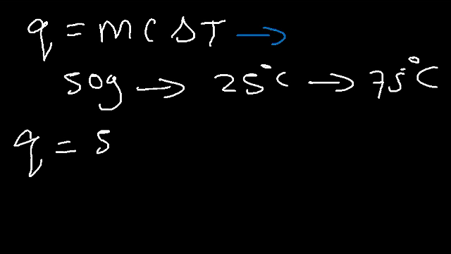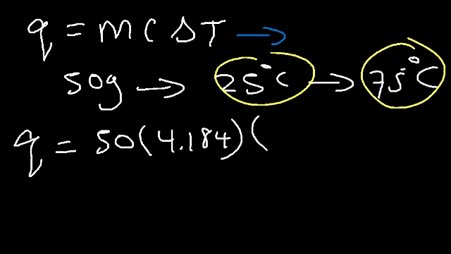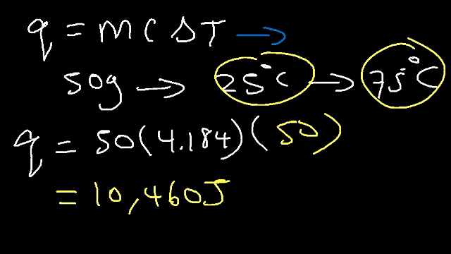So the mass is 50, the heat capacity of water is 4.184, and the change in temperature, final minus initial, 75 minus 25, that's 50. So if you have a calculator, 50 times 50 is 2500, and if you multiply that by 4.184, you should get 10,460 joules. So that's how much heat energy is required to heat up 50 grams of water from 25 degrees Celsius to 75 degrees Celsius. And if you divide this by 1,000, you can convert your answer into kilojoules if you want to.